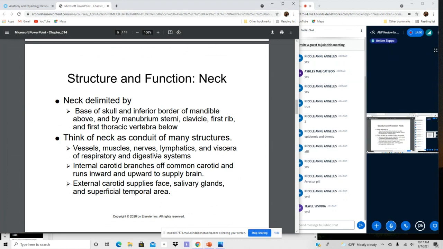The internal carotid, which is located inside of the neck, branches off of the common carotid and runs inward and upward to supply the brain. The external carotid supplies the face, salivary glands, and superficial temporal artery.